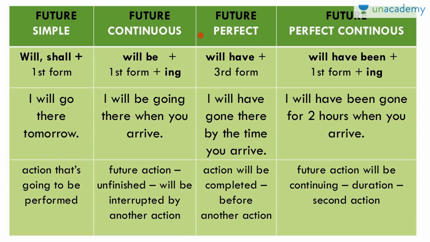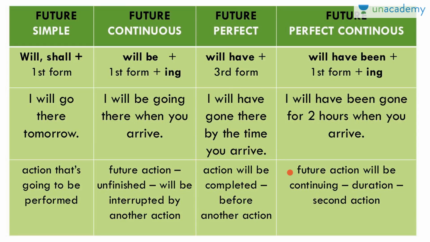The future continuous tense, in this case, you're talking about an action and you're talking about another action. So you're again talking about two actions that are going to happen in the future, and the first action will be interrupted by the second one. For example, I will be going there when you arrive.